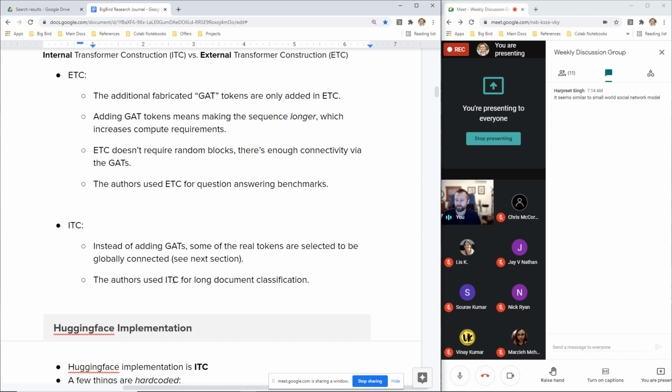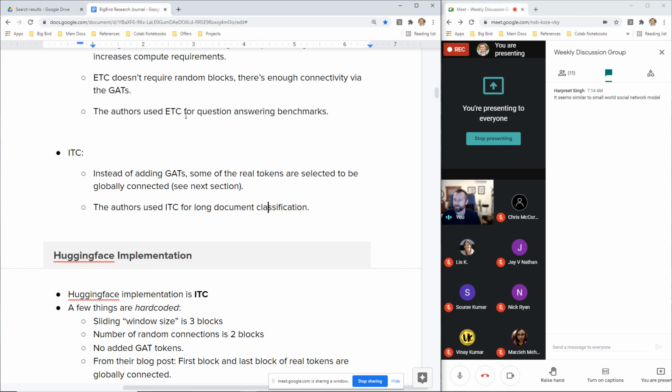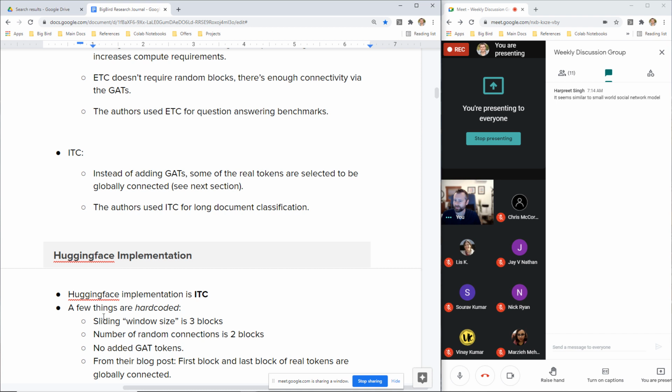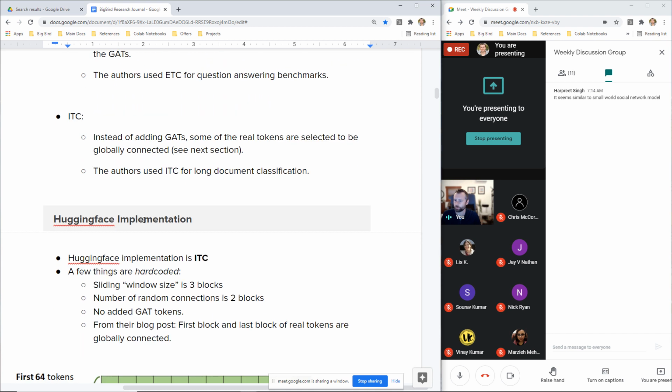And if you look at their benchmark results, ITC is what they used for long document classification tasks. And I think they had some rationale in there for why they chose to use ETC for question answering and ITC for long document. There's something about the wider context being more important for question answering, I think. I'd have to go look at that again to say that more correctly or confidently.